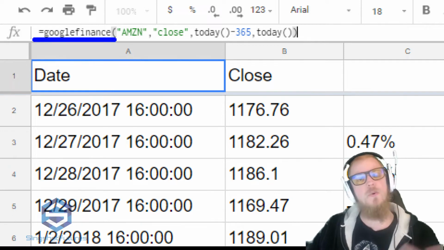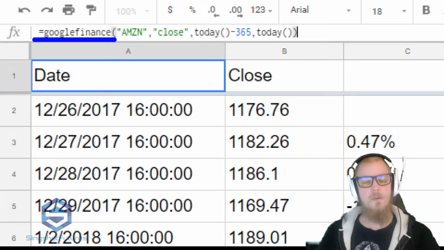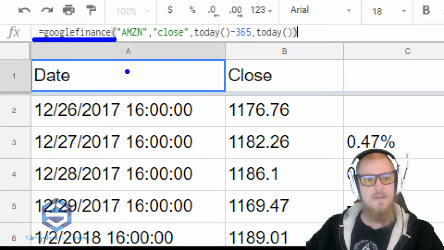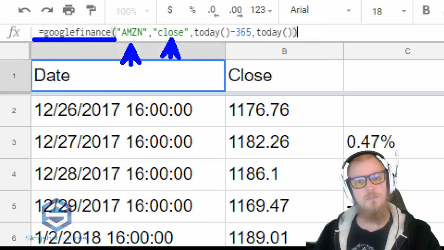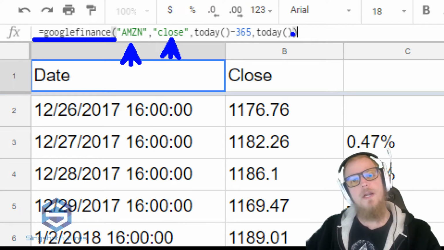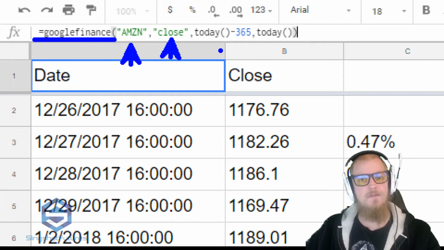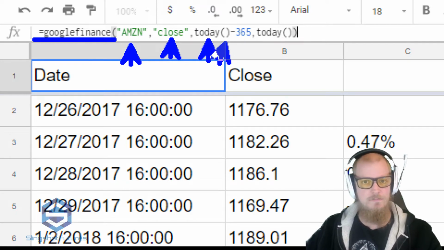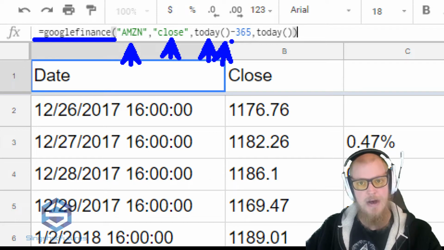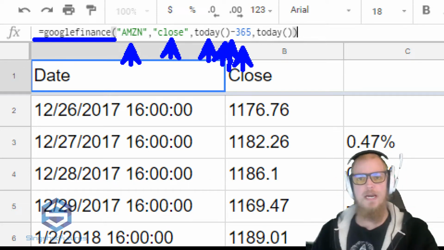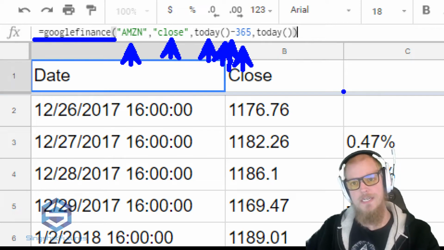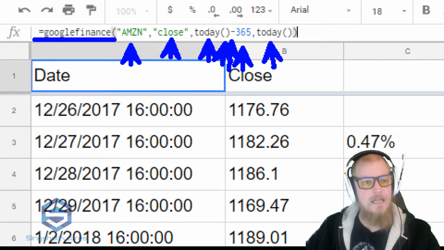Equals GOOGLEFINANCE. So what it means is it's pulling data from Google Finance. Here, we're giving it a ticker symbol, so in this case, AMZN, Amazon, comma, close, because we want the closing prices. And then what we want it to do is plot it 365 days back from today. So we take TODAY(), in parentheses, basically a 0 parenthesis, minus 365. We want it to plot backward 365 days up to today, right? That's all we're telling it to do.